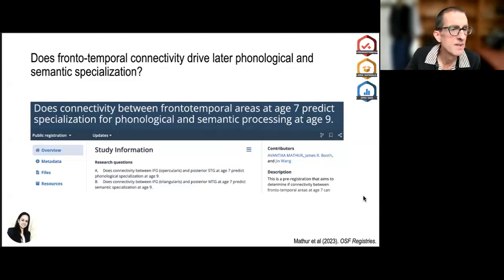In terms of the first question, whether connectivity drives later specialization, we have a pre-registration that we're currently pursuing. And the basic idea here is that maybe connectivity within the dorsal pathway will be related to later specialization for grammatical processing in that pathway, and maybe connectivity in the ventral pathway will be associated with later specialization for semantic processing in that pathway. And we can also look at phonological versus semantic as well. So dorsal for phonological and semantic for ventral. So we're currently pursuing that idea, but we don't have data at this point.